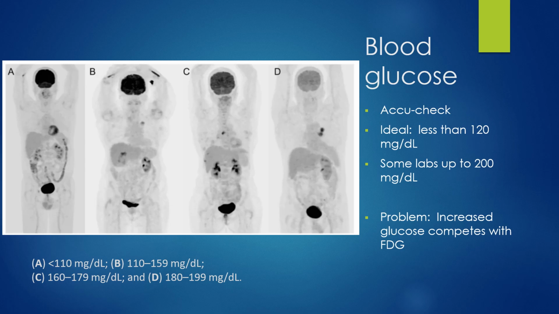So you see the visual qualitative comparison demonstrates that FDG uptake in the brain was markedly reduced with higher blood glucose levels, whereas there's really no difference in the liver or the lungs. So if you look at A, that was the one with normal blood glucose, and then you see how it progressed down to D. And that's because the brain is already saturated with normal non-radioactive glucose, so it's not taking up that FDG.